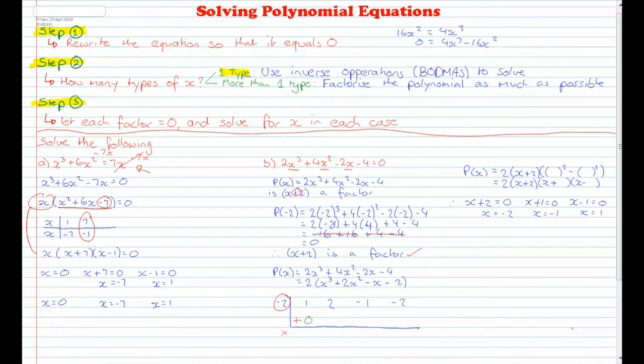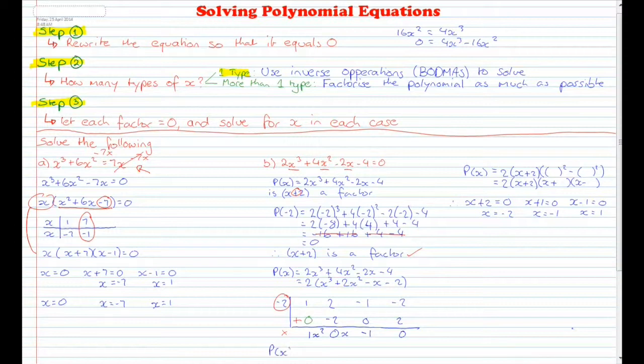What I need to go through and do now is simply do my multiplication and adding, that is dividing using the synthetic method. So I've got 1 plus 0 is 1, negative 2 times 1 is negative 2, 2 plus negative 2 is 0, negative 2 times 0 is 0, negative 1 plus 0 is negative 1, negative 2 times negative 1 is positive 2, negative 2 plus 2 is 0. Which is great, because that's what we want our remainder to be. So if that's our remainder, this here is our constant, this here is our x, and this here is our x squared.